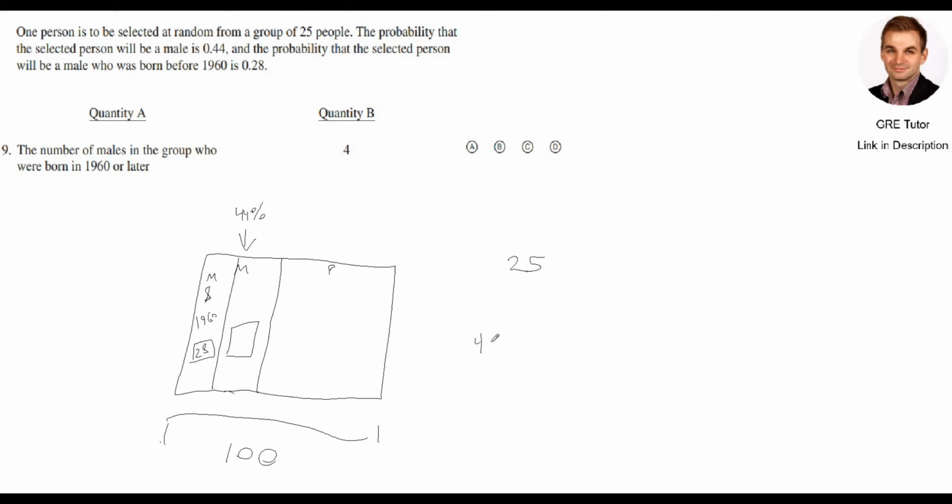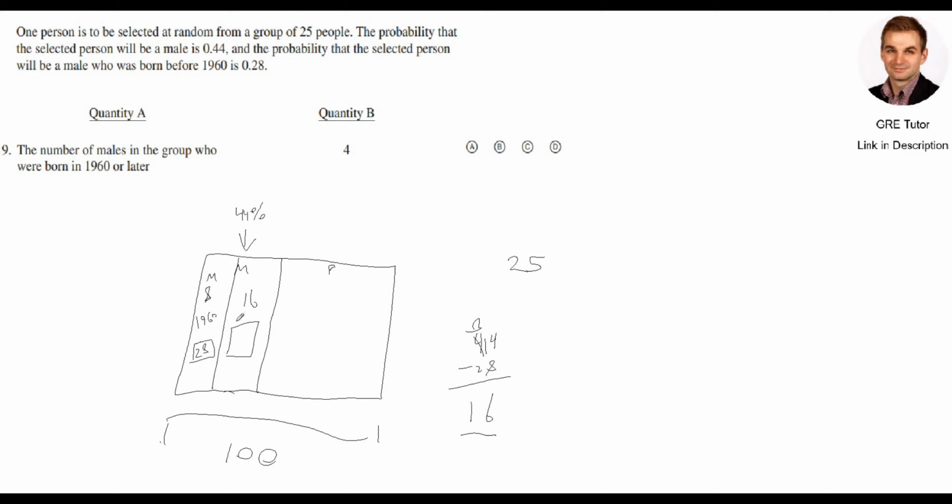Well, that's simply just 44 minus 28. So 14, carry, 4 minus 2 is 2, and we have 16%. Now, 16% of people are male and are born 1960 or later.